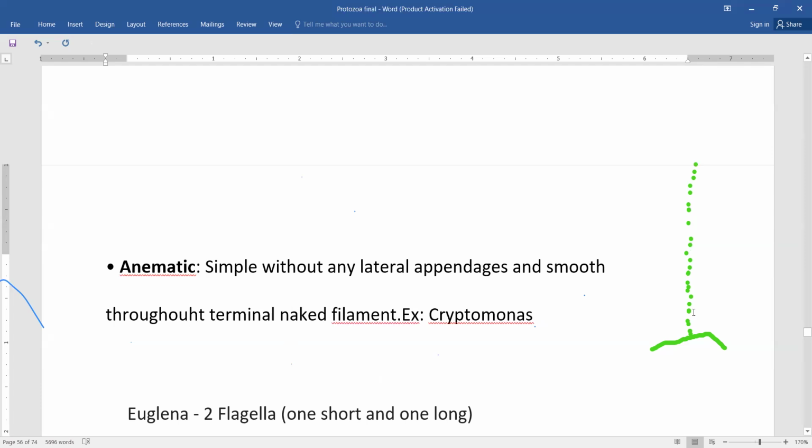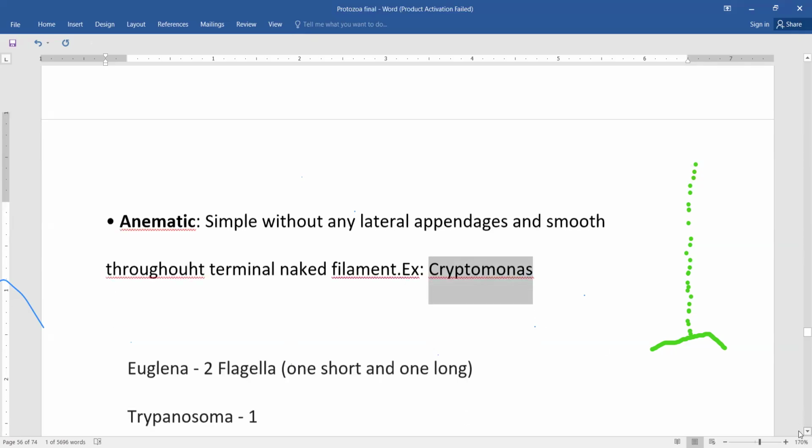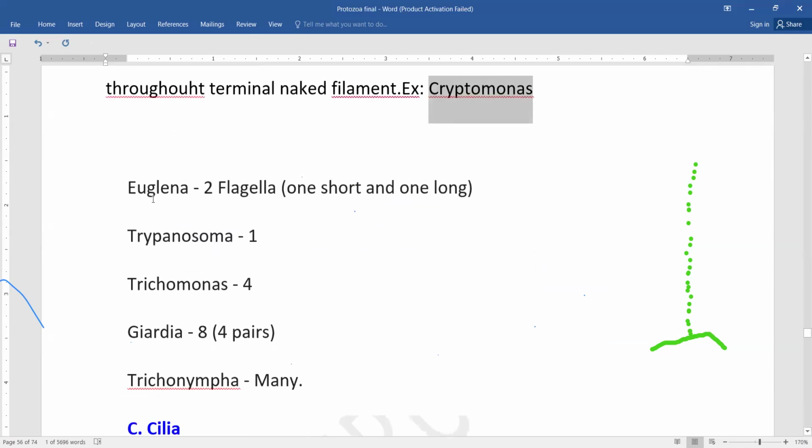The flagellum doesn't contain any covering, and the terminal part is more sharp. So the example is Cryptomonas. So here are some examples with flagella.